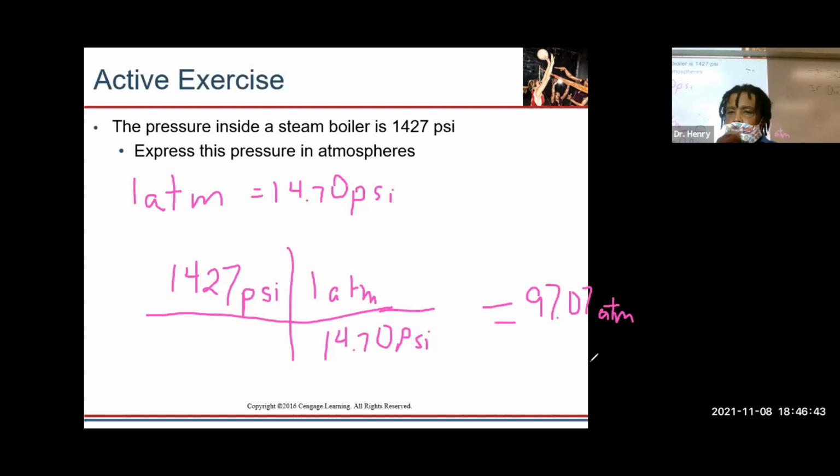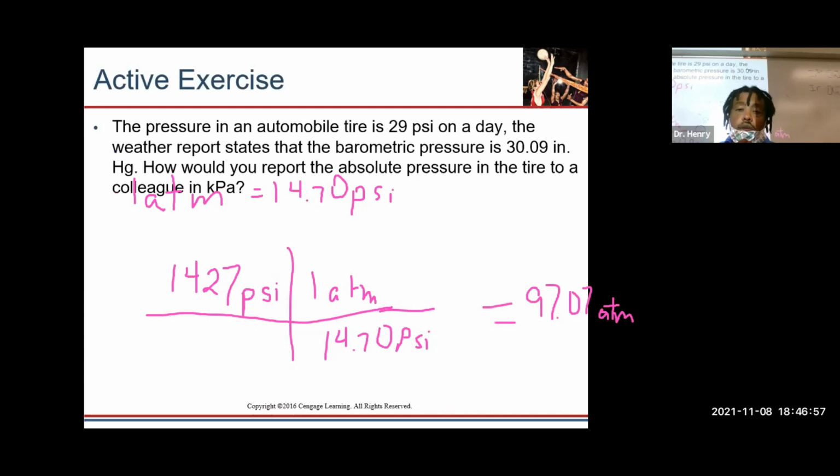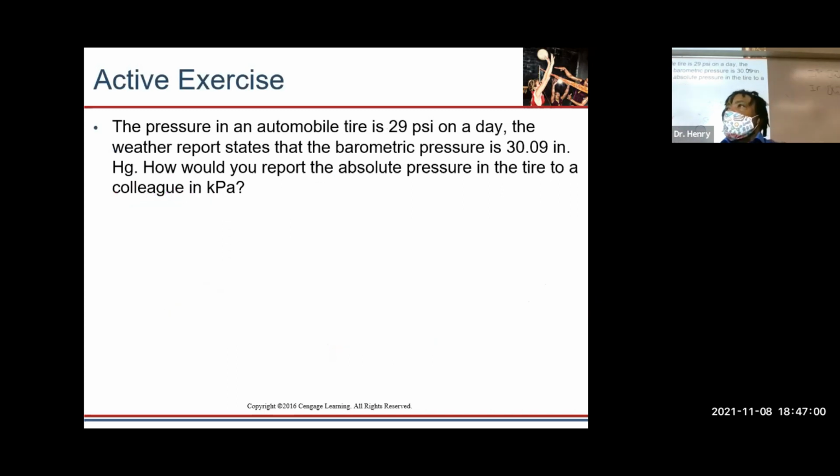Okay, so 97.07 ATMs. Piece of cake? Okay, let's see if we can make it a little bit harder. The pressure in an automobile tire is 29 psi on a day when the weather report states that the barometric pressure is 30.09 inches of mercury. How would you report the absolute pressure in the tire to a colleague in kilopascals?